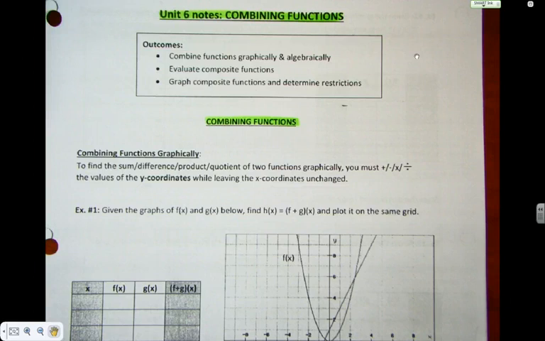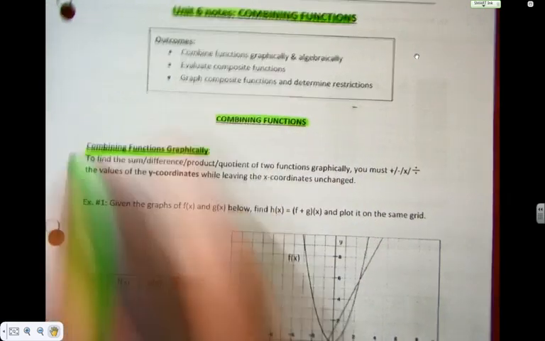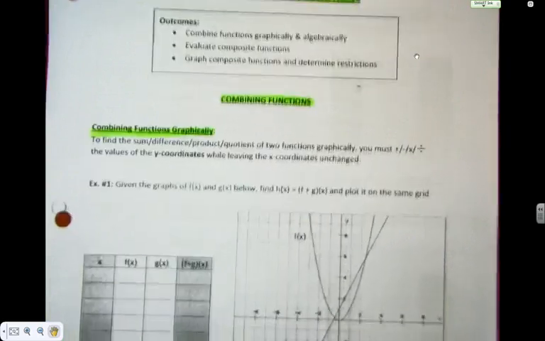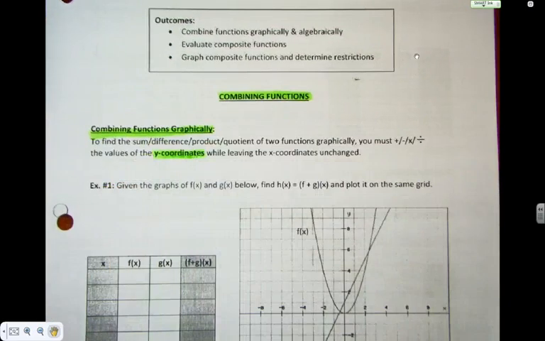So what we're going to do is take graphs you've already seen, your polynomials, your radical rationals, all those graphs, and we're going to add them and subtract them and multiply them and divide them, and then see what happens. That's the point of today. So we'll do it first graphically, then algebraically. To find the sum, difference, product, quotient of two functions graphically, you must add, subtract, multiply, or divide the values of the y coordinates while leaving the x coordinates unchanged.